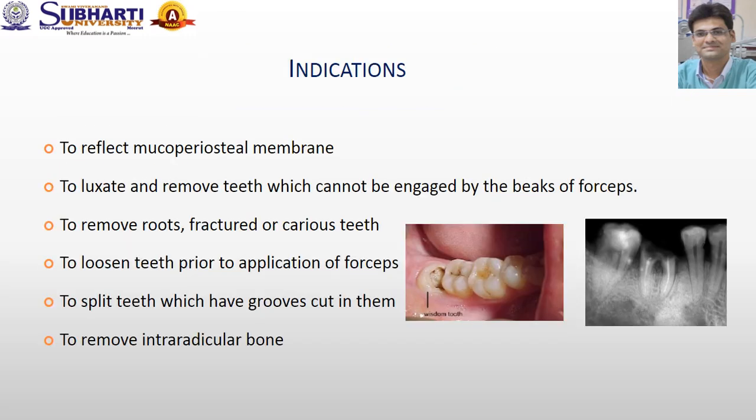Let's see the indications of dental elevator. To reflect the mucoperiosteal membrane, which can be achieved with the help of a periosteal elevator. To luxate and remove teeth which cannot be engaged by the beak of forceps, like teeth which are rotated or malpositioned. To remove roots, fractured or carious teeth. To loosen teeth prior to application of forceps. To split teeth which have a groove cut in them, and to remove interradicular bone.